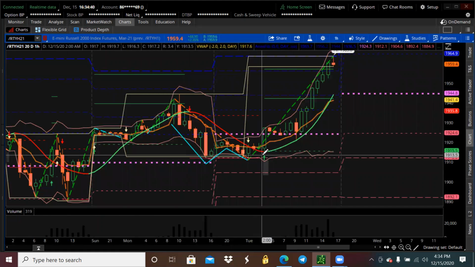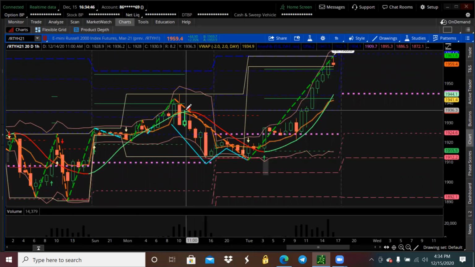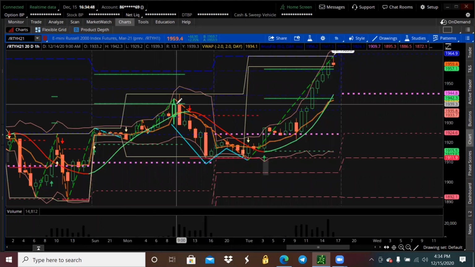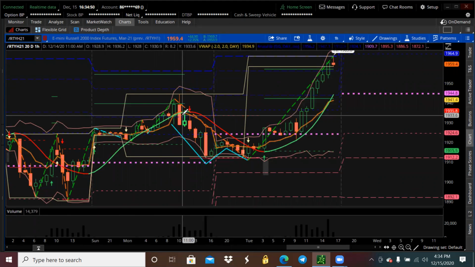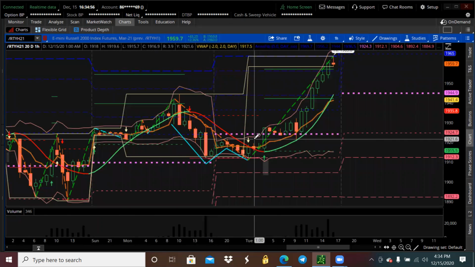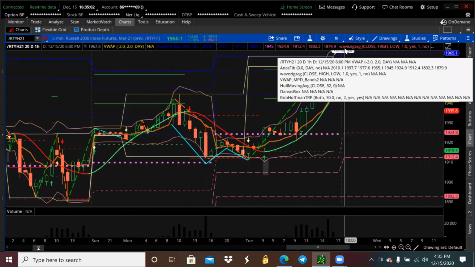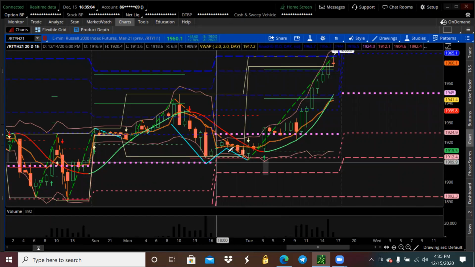when the BWAP goes below the 32 HMA, it's short. And it goes above that and it's long. Okay, it's simple as that. Make everything simple. This is a W pattern in hourly.